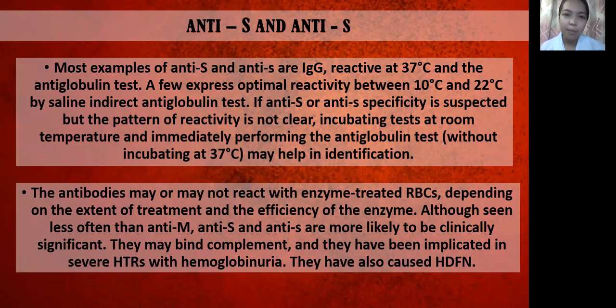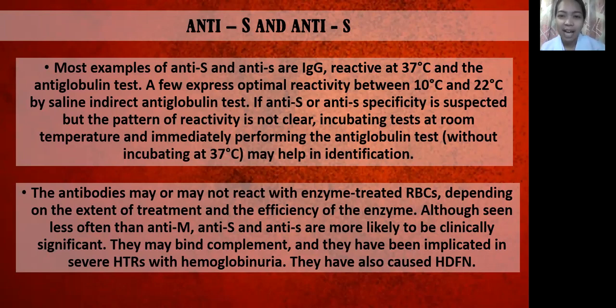Most examples of anti-S and anti-s are IgG, which is reactive at 37 degrees Celsius in the antiglobulin test. A few express optimal reactivity between 10 degrees Celsius and 22 degrees Celsius, detected by a silent indirect antiglobulin test.